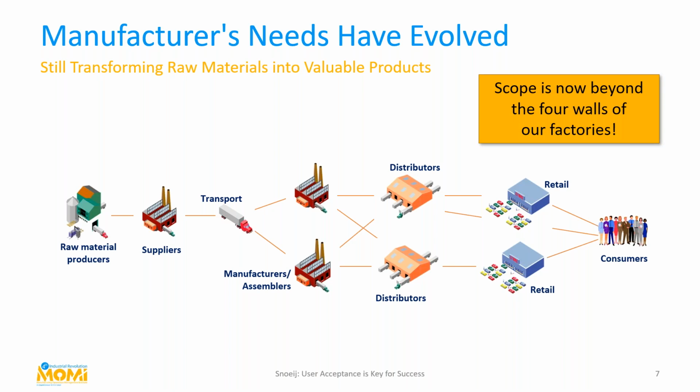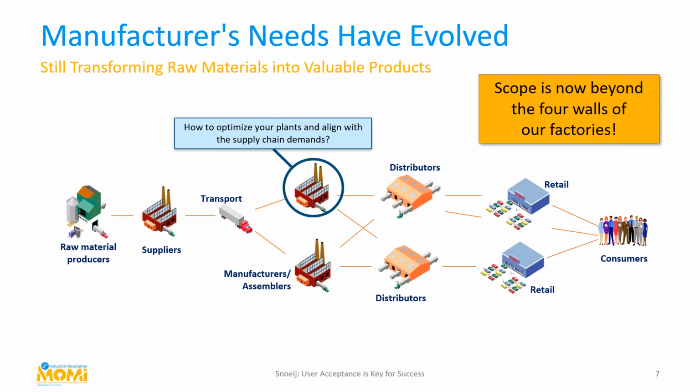And that's a difference between the current situation, you could say, and the past, also induced by smart manufacturing and Industry 4.0, that the scope has been made larger. In the past, we looked only at our own factory. But it's still key that we optimize our plant performance.